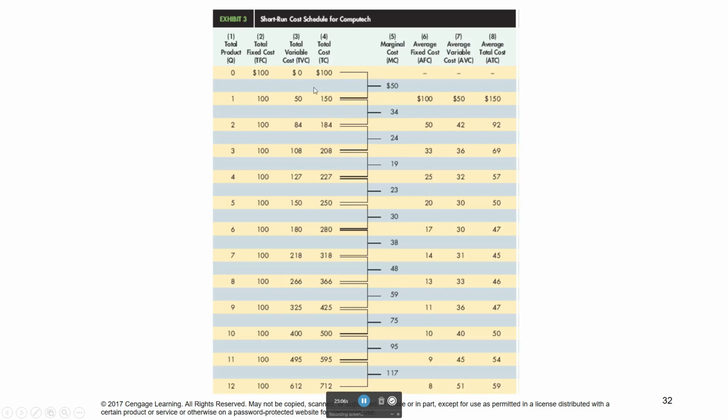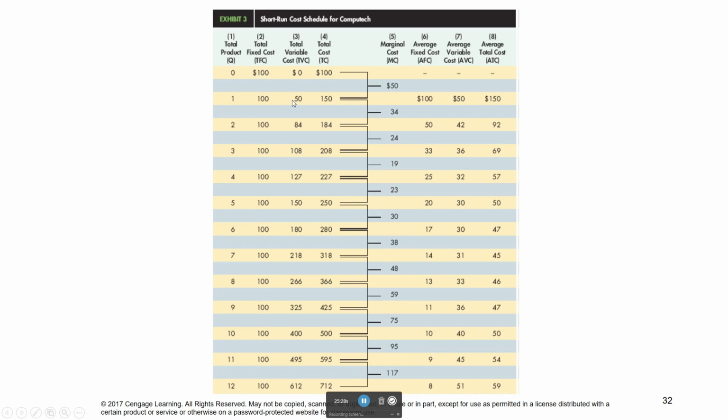Now here we've got another example of a firm. This firm has $100 in fixed costs. If you'll look, fixed costs never change with output, never. It's always 100, whether I produce 0 units of output, 12, or 1,000,000. Variable cost changes as my output changes.